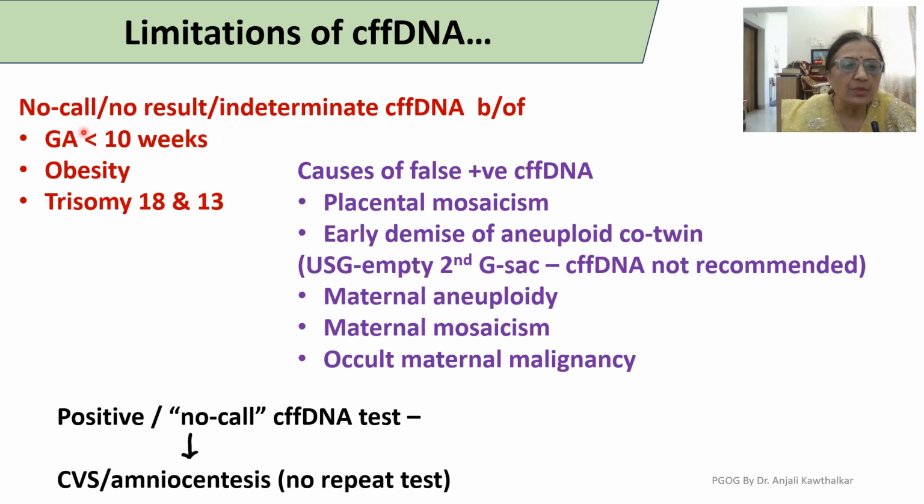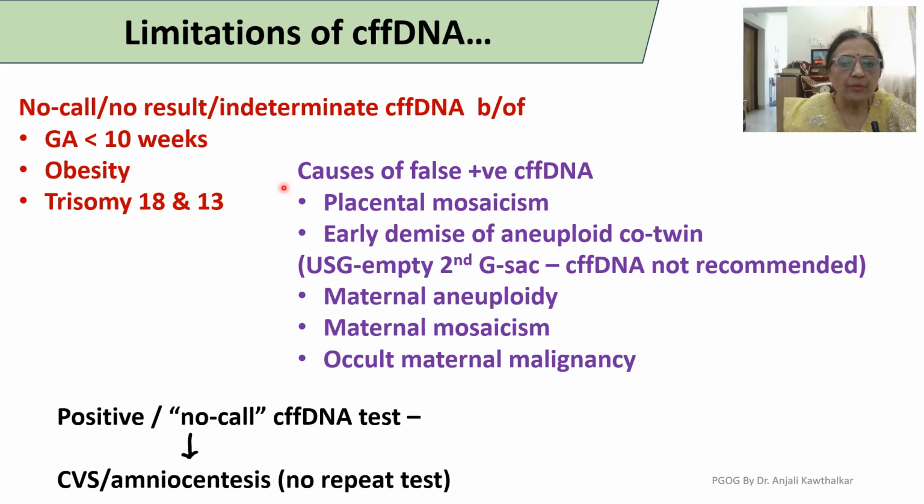Now why is there a no call, no result or indeterminate cell-free fetal DNA result? There are three possibilities. Either we have miscalculated the gestational age. As we have already seen, it can be done anytime after 10 weeks of pregnancy, but if the gestational age is less than 10 weeks, that might be the reason why the fetal fraction is less than 4%. Obesity is another, and in trisomy 18 and 13, whenever there is an aneuploidy, there is an increased risk of having this no call result. So whenever there is a no result or indeterminate result, we are more worried, because one of the possibilities is the baby having aneuploidy, especially trisomy 18 or trisomy 13.